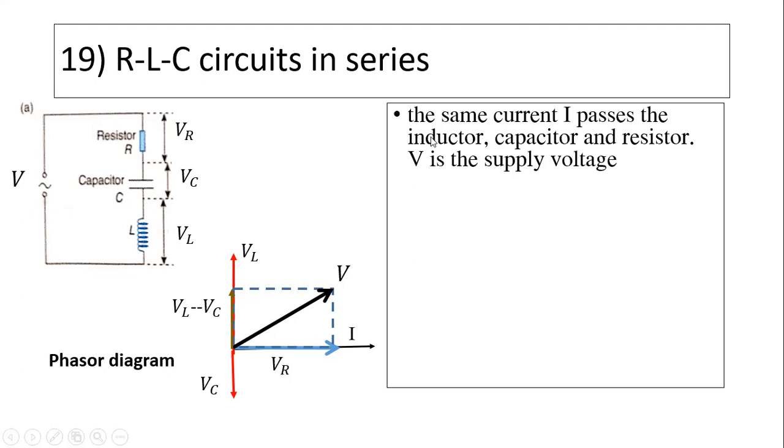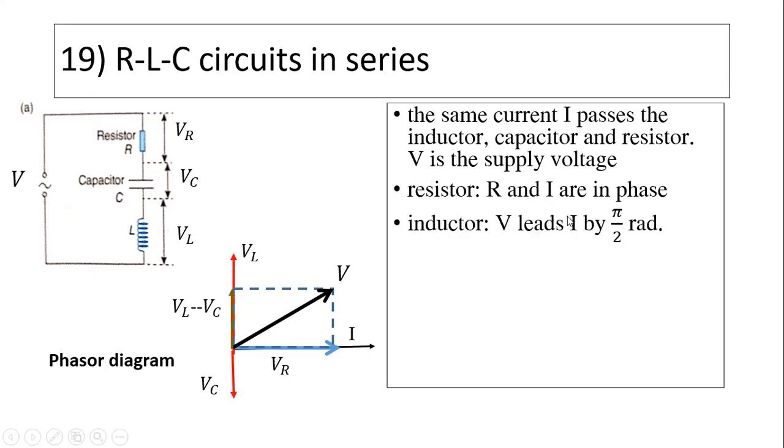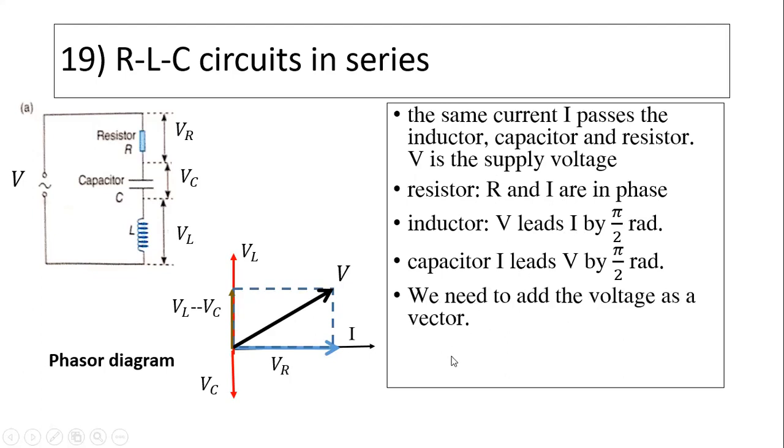Same current passes through the inductor, capacitor, and resistor. V is the supply voltage. For the resistor, V and I are in phase. For the inductor, your V leads your I by pi over 2 radian. For the capacitor, I leads your V by pi over 2 radian. You need to remember all this. So we treat them as vectors. Using Pythagoras theorem, V squared is VR squared plus (VL minus VC) squared.